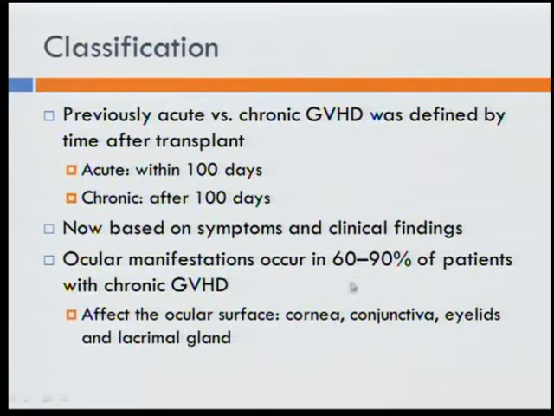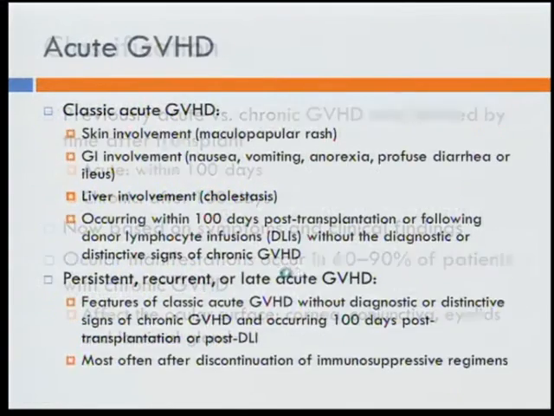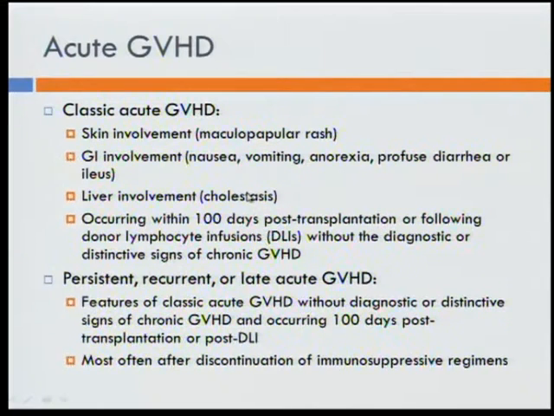Ocular manifestations occur in 60 to 90% of patients with GVHD, and we'll talk about the different effects on the ocular surface, the cornea, the conjunctiva, the eyelid, and the lacrimal gland. And in many of these patients, it can have a very significant impact on their quality of life.